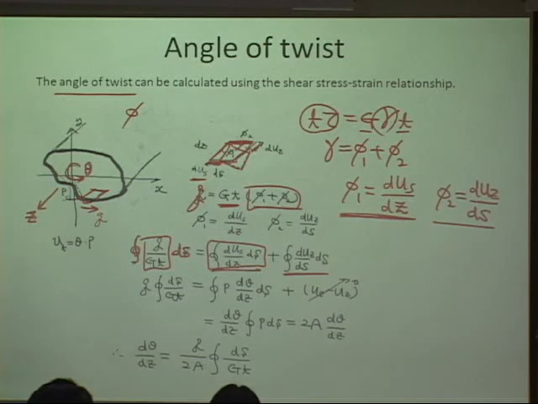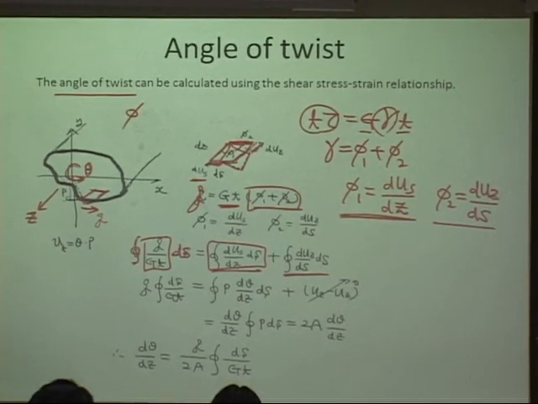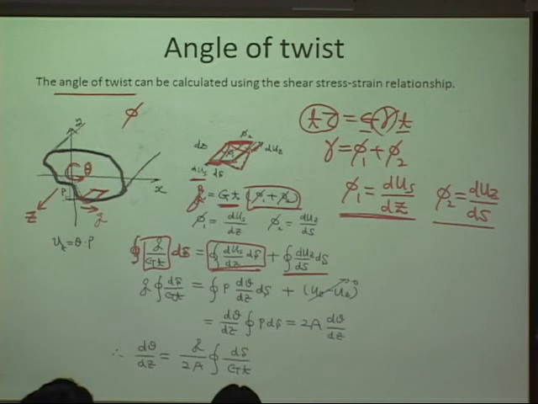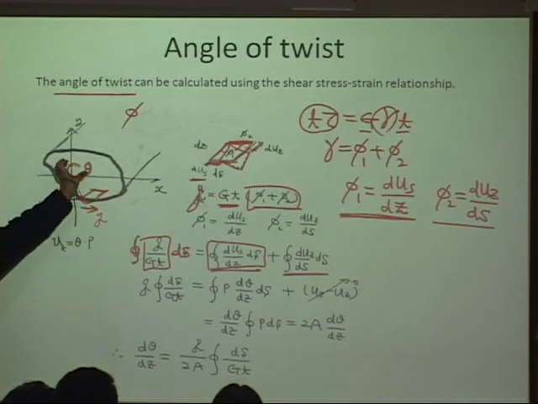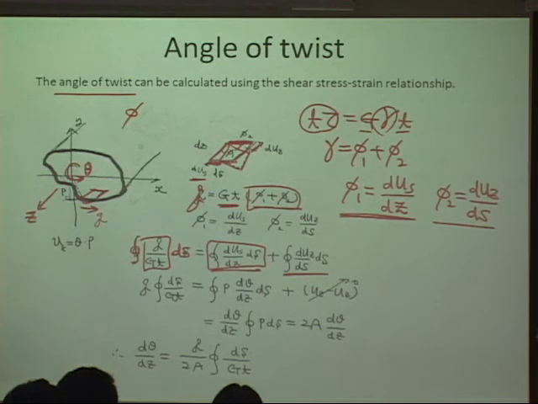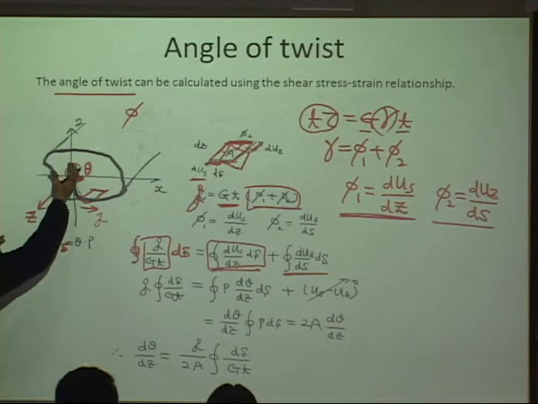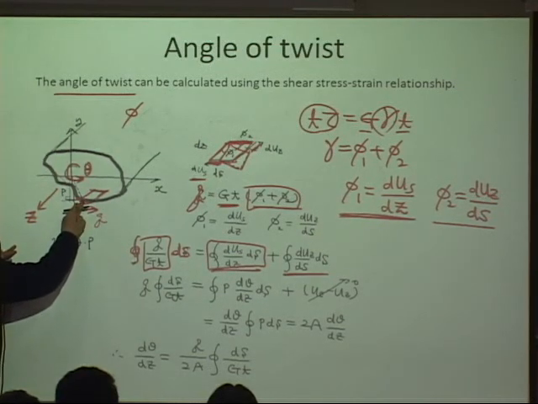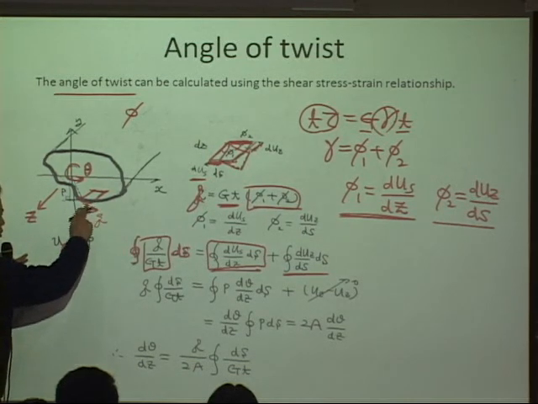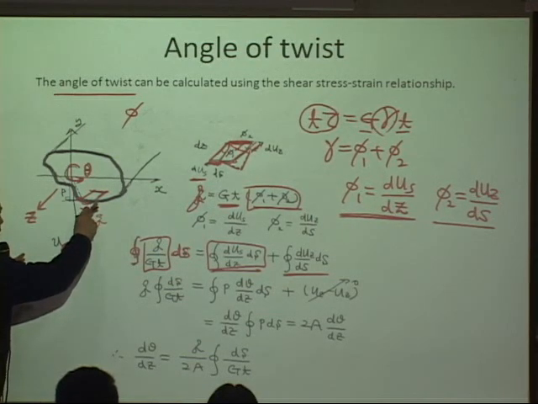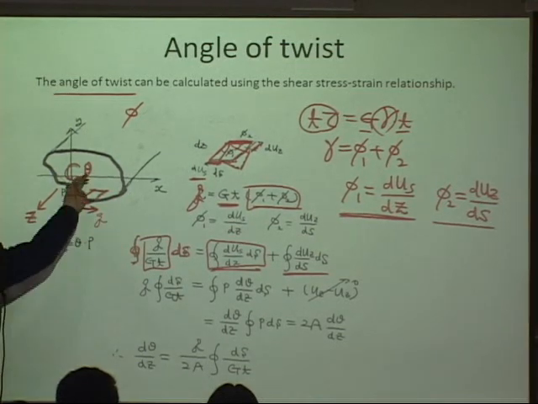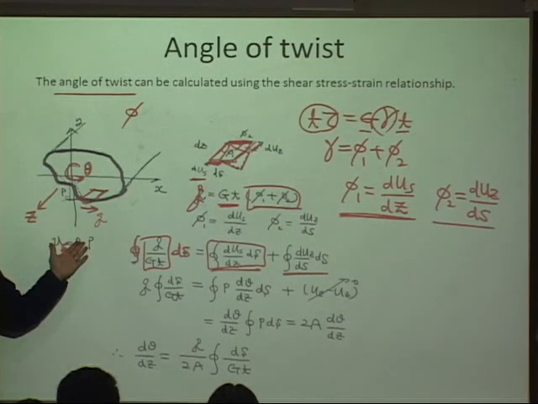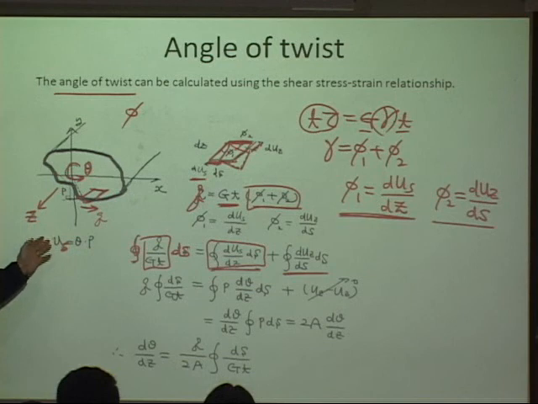If you look at ds, what is the us? Us is simply the s-directional displacement caused by this rotation. Again, this cross section is rotating by theta, and for any point, the displacement us, the tangential displacement at this point, can be represented by this vertical distance p times theta. Am I right?